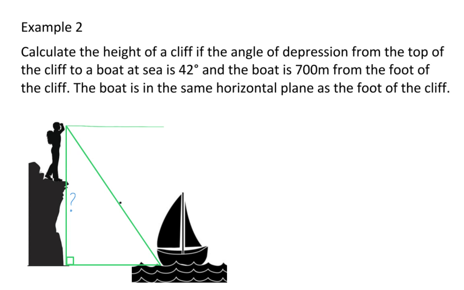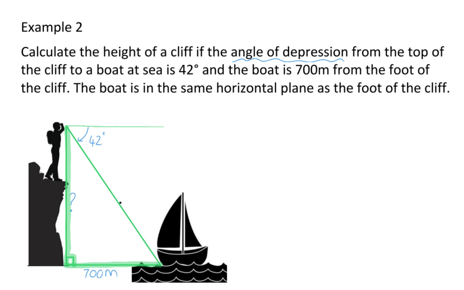The first part of information given is the angle of depression. Remember, that angle is measured from the horizontal downwards, and this angle is given as 42 degrees. The boat is 700 meters from the foot of the cliff. And here it is important that they mention it is in the same horizontal plane as the foot of the cliff. Because it's in the same horizontal plane as the foot of the cliff, we can accept that it forms a 90-degree angle towards the top of that cliff.